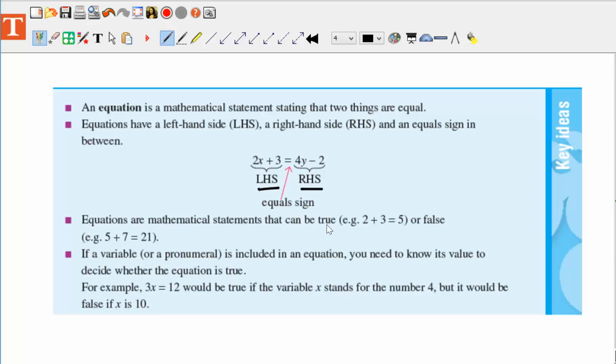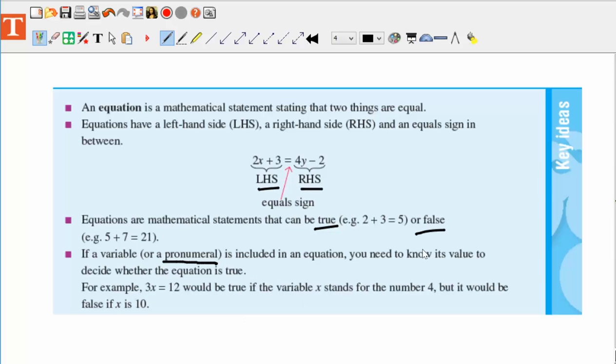Equations and mathematical statements can be true or they can be false. True if both sides are the same, so 2 plus 3 equals 5, and there is 5 on that side, so they are true, or false if they are not. So 5 plus 7 is 12, and on the right-hand side is 21, so that is not true, that is false. If a variable or pronumeral, remember pronumerals are what the letters are called, is included in your equation, you need to know its value to decide whether the equation is true.